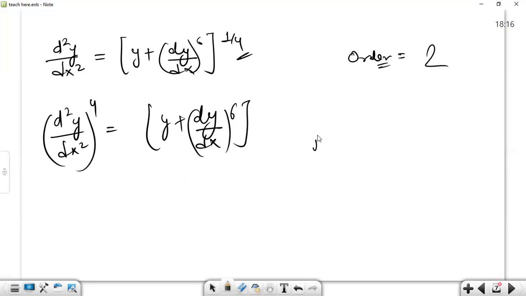So now let us find its degree. Degree of what? Degree of the highest order derivative. What is its degree? Please answer, don't hesitate. No problem if you give any number. 2? No, its degree is 4 because degree is the exponent. Here the exponent of this particular term is 4. So degree is 4.